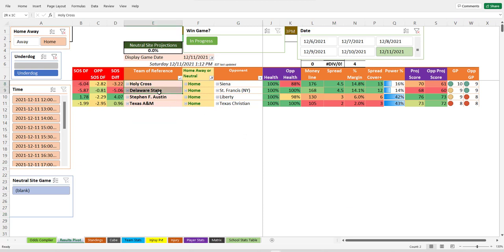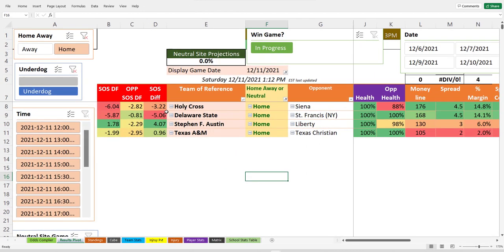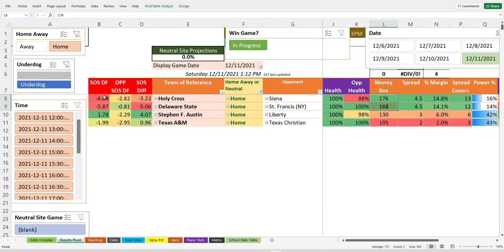And now it's Holy Cross, Delaware State, Stephen F. Austin, Texas A&M. These are bad teams. Notice the strength of schedule differential on Holy Cross and Delaware State is really, really red. That means that these teams have played worse teams, and I can understand why they're underdogs, because they probably won't win. They've played a lot of weaker teams. Stephen F. Austin is a different situation, and Texas A&M also has a positive beneficial strength of schedule factor.